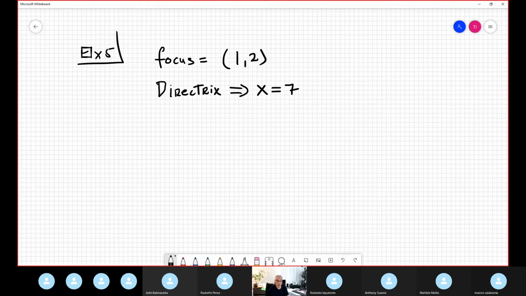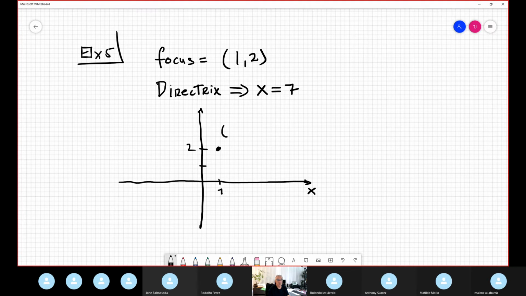So now I try to do a rough sketch by hand. This is X, this is Y. I plot both pieces of information I have. Focus 1,2. This is the focus, 1,2. And the directrix is 7. Wow. 2, 3, 4, 5, 6, and 7. It's a line like that. X equals 7.